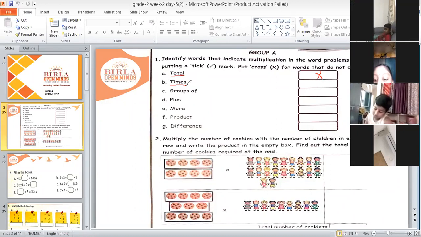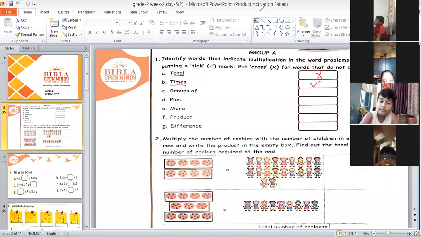Times. Tell me, is this word related to multiplication or not? Yes, ma'am. Yes, very good. So the word times is related to multiplication. So we will put our tick mark here. You have to put a correct tick. I am using a cursor, that's why I am unable to make it properly.